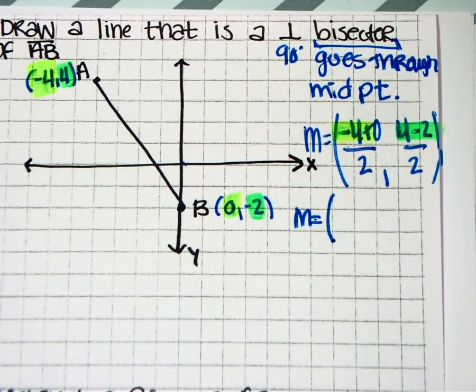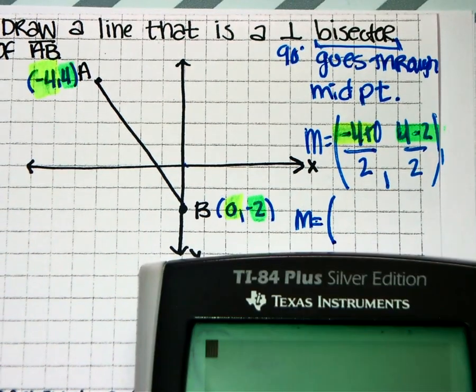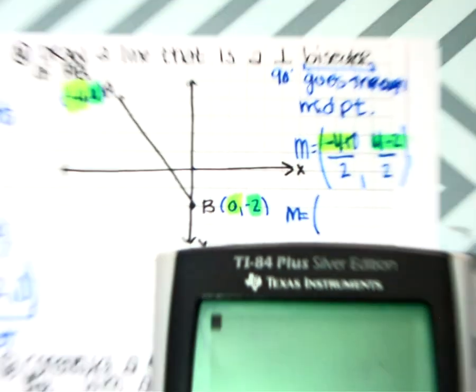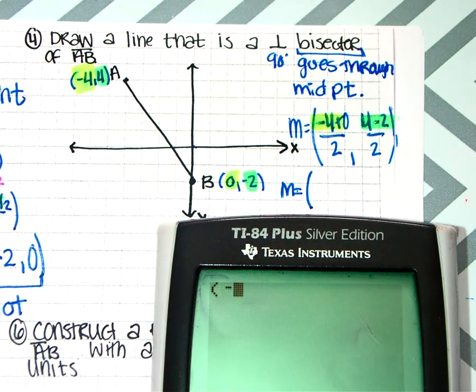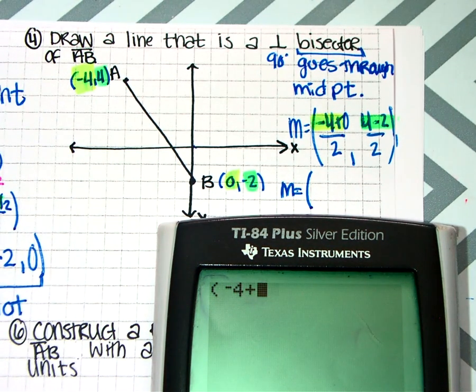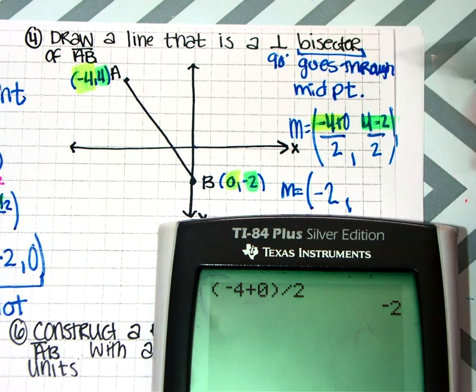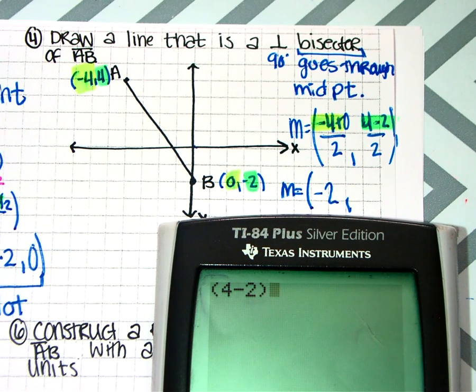Be mindful when you type it in that the numerator has to be in parentheses. So I'm going to do parenthesis, -4 plus 0, close it, and then divide by 2, giving us an answer of -2. We're going to do the same thing with the y's. Parenthesis, 4 minus 2, close parenthesis, divided by 2.